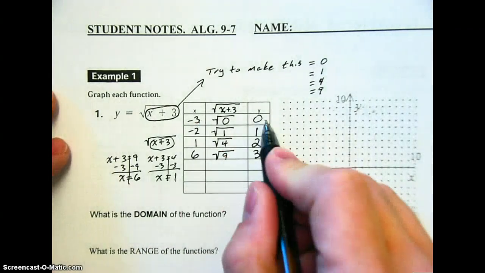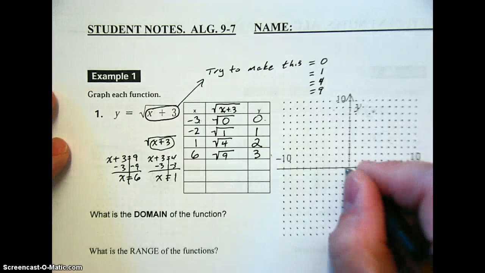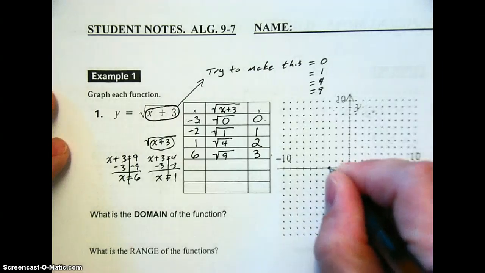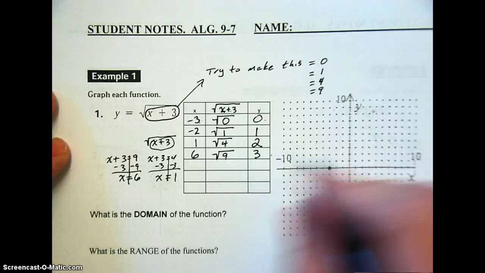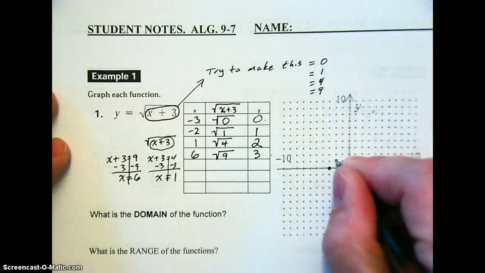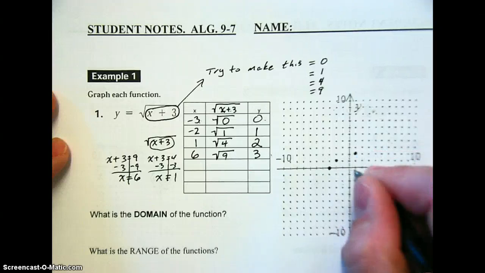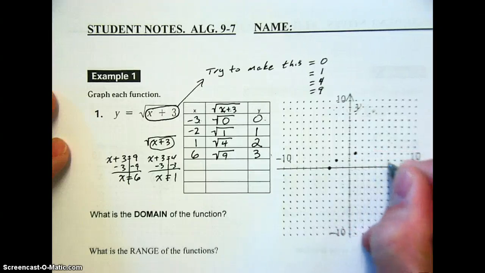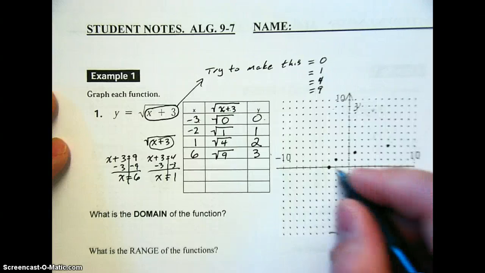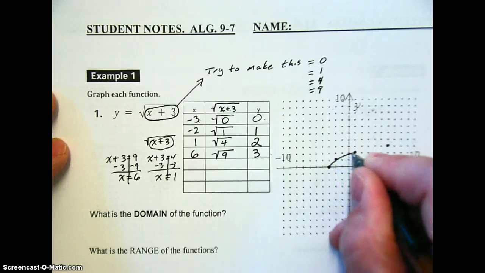So we got -3, 0. -3 and 0. All right, -2, 1. We've got 1, 2. And we've got 6 and 3. Here's our curve.